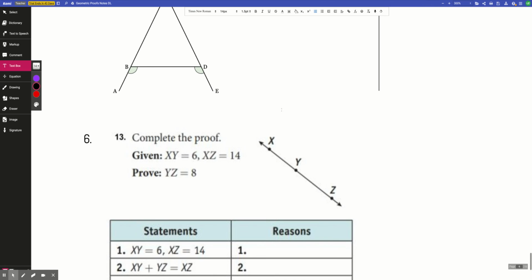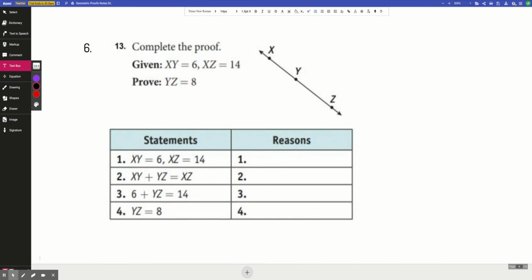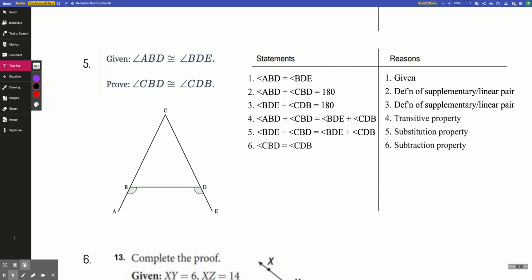So try these, see how you do with those, and then come back in just a second to check your answers against mine. All right, folks, so let's take a look at number 5.